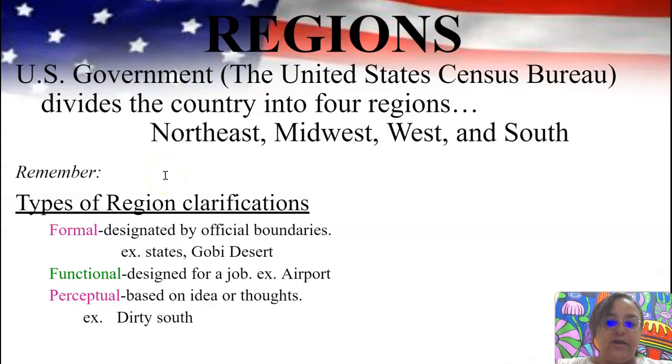Formal is designated by official boundaries, for example, states, and an example would be the Gobi Desert as well. Functional is designed for a job, for example, an airport. Perceptual, based on an idea or thoughts. In the past, they used to call the South the Dirty South.